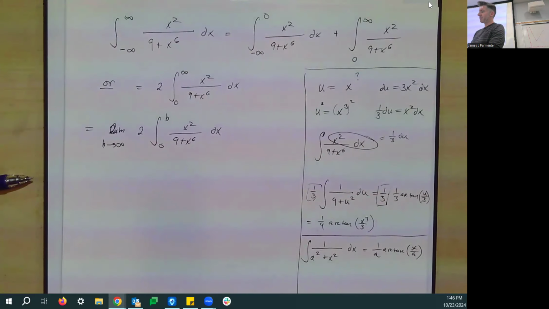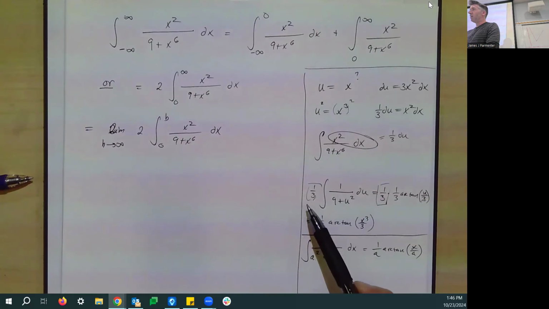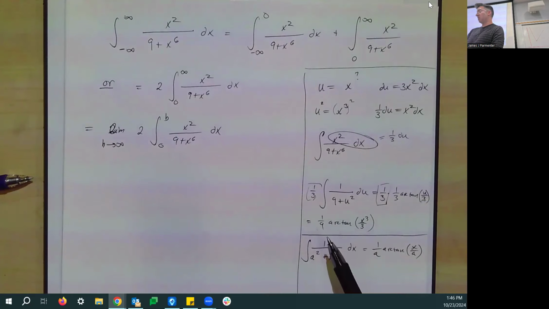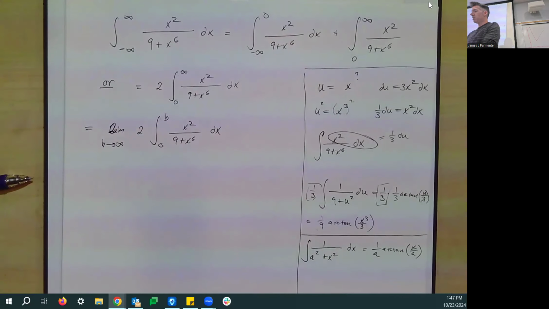All right. And yeah, there is a way you can do this. If you wanted to show the work here, what you would have to do is factor out a 9 from the bottom and then do another u substitution, letting u equal x cubed over 3. It's a terrible pain. Do it this way. Memorize this formula.